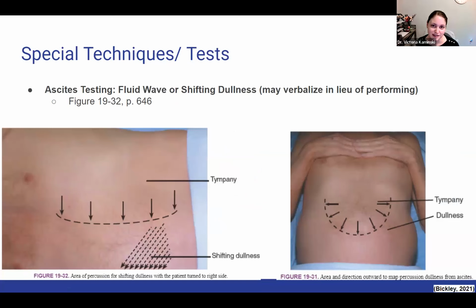Special techniques and tests. So this is the end of your rubric. And so ascites testing by fluid wave or shifting dullness are demonstrated here. You can verbalize this in lieu of performing, but this does give you a bit of a visual aid to understand what these tests entail.